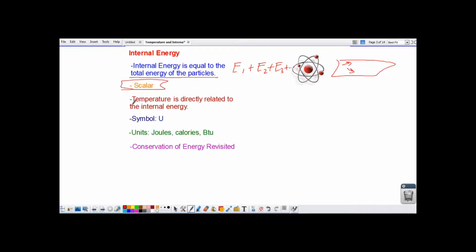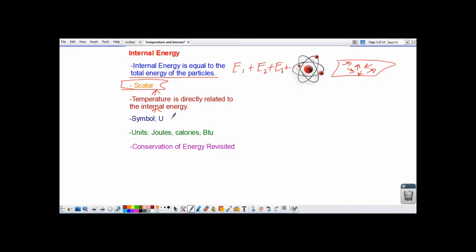And temperature is related to the internal energy. If you're talking about this object the entire time, well, it's got the same number of particles the entire time. So if its internal energy increases, it's not because it got more particles, it's because they sped up. And if these particles speed up, their average kinetic energy is going to increase, and therefore their temperature is going to increase. So they are directly related. If temperature increases, internal energy increases. If temperature decreases, internal energy decreases as well.